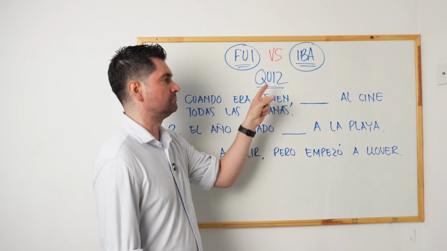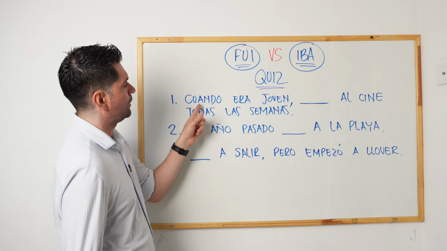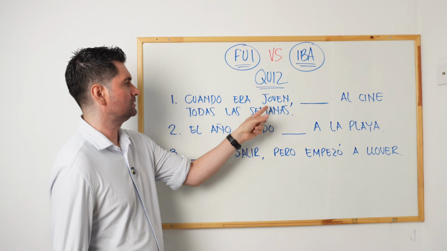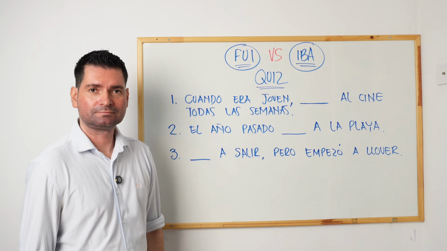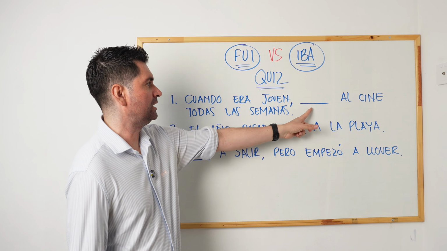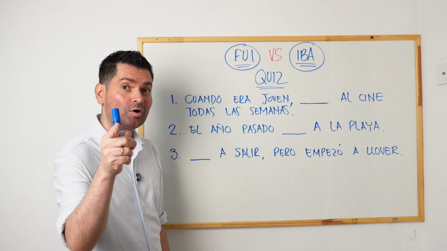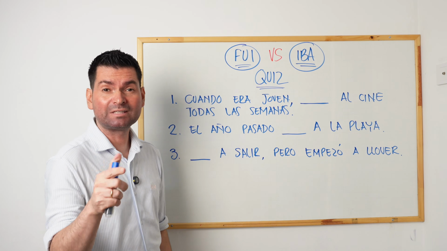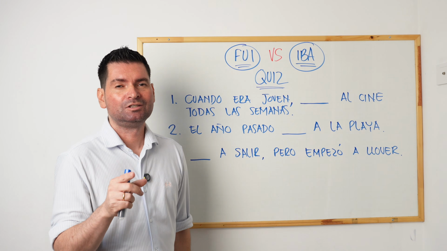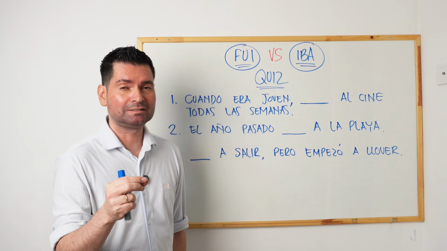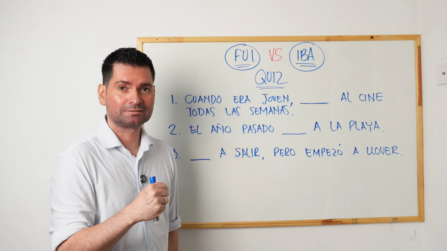Fui versus iba. Quiz. 3 sentences. Number 1. Cuando era joven, when I was young, blah, blah, blah, al cine todas las semanas. What do we need to use here? Iba or fui? Let me know in the comments below. I will read all the comments like always, and I will answer all the comments. Remember, you will only get better if you practice and repeat, make mistakes, and learn from your mistakes.